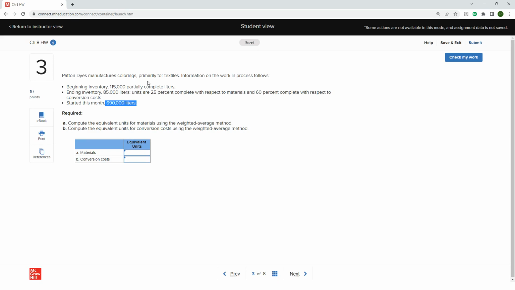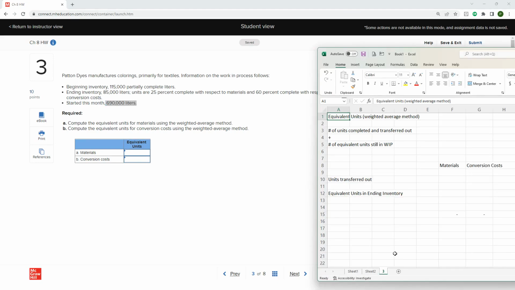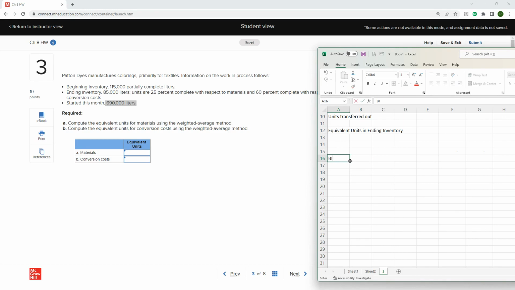So the book tells us that when we're counting the number of physical units, in this case, cans of textile colorings, we're going to do beginning inventory plus the number of units started. And that gives us the total units to account for. We have 115,000 liters in beginning inventory plus 690,000 liters that we started this month. So now we know that we have 805,000 liters that we need to account for.